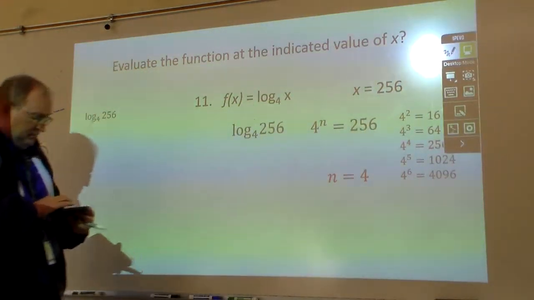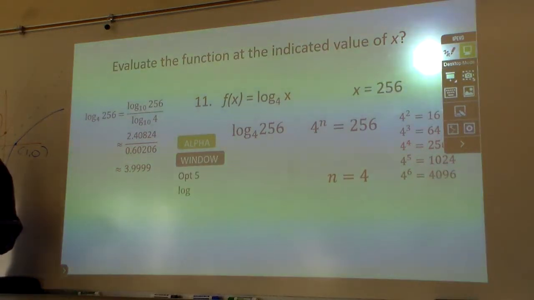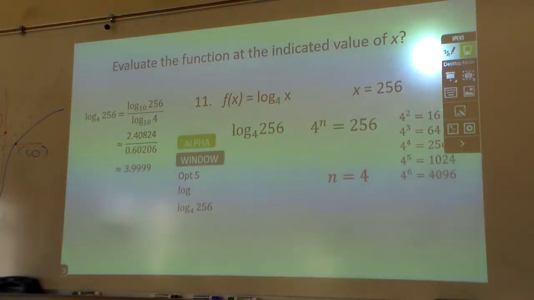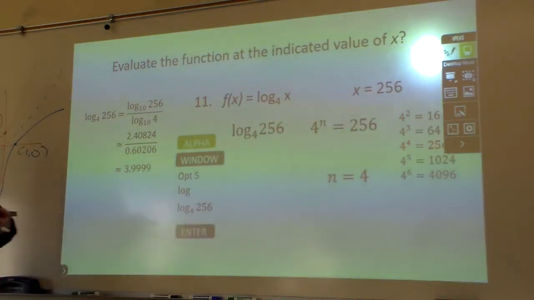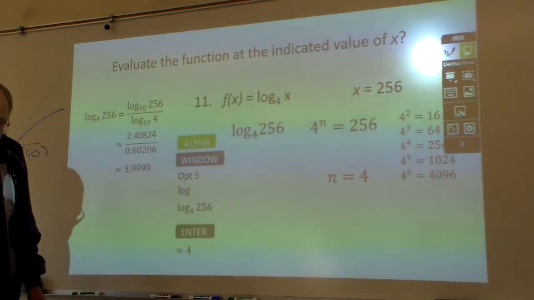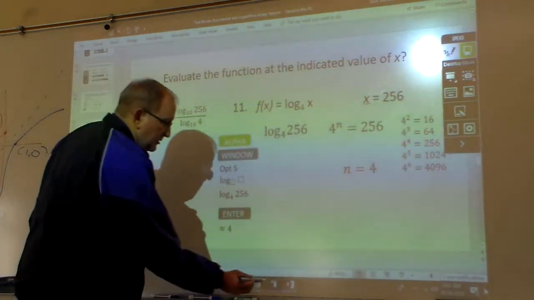The old calculators you had to do this, right? But with the new calculators, you can do alpha, window, option 5, and your little base thing appears up there where you put the little 4 in and 256, and then hit enter, and it gives you the answer of 4. I will show this with the calculator here for you too, just so that we make sure we got it.